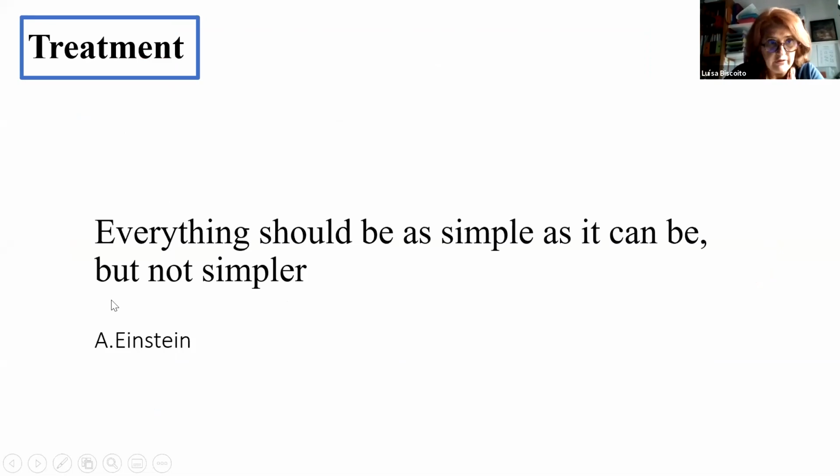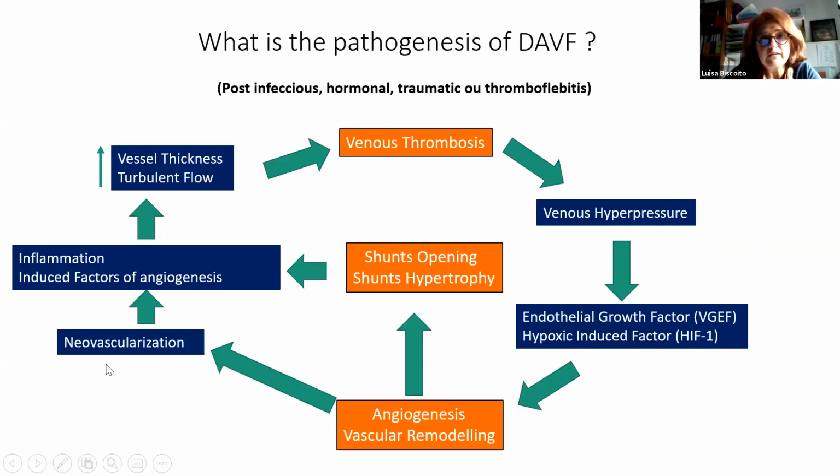Regarding treatment, of course, everything should be as simple as it can be, but not simpler. What is the pathogenesis of the dural AVF? They are based on events that happen related to post-infectious, hormonal, traumatic or thrombophlebitis, and are based on venous thrombosis and shunts that open and shunts that hypertrophy.